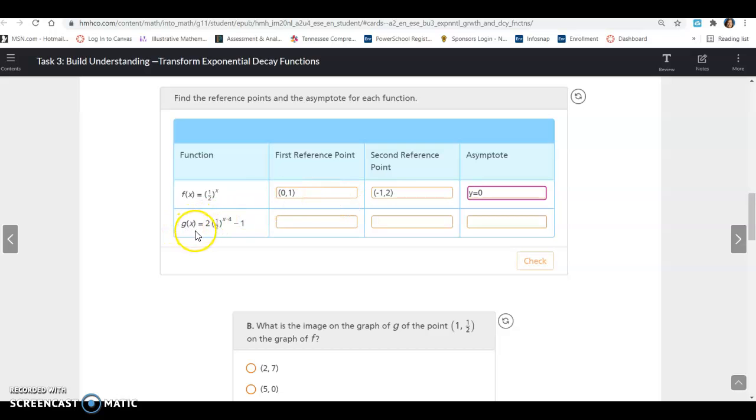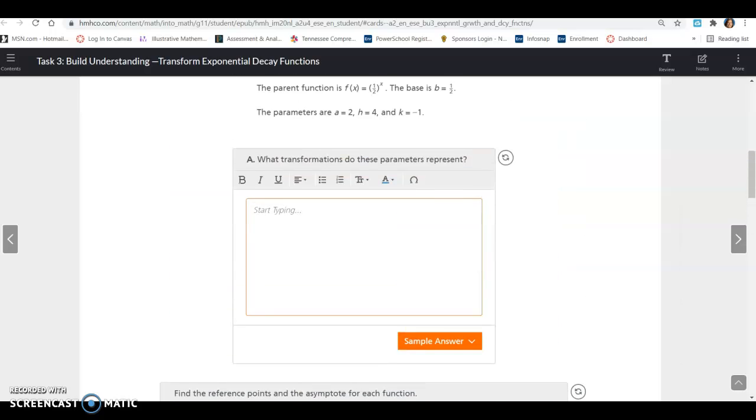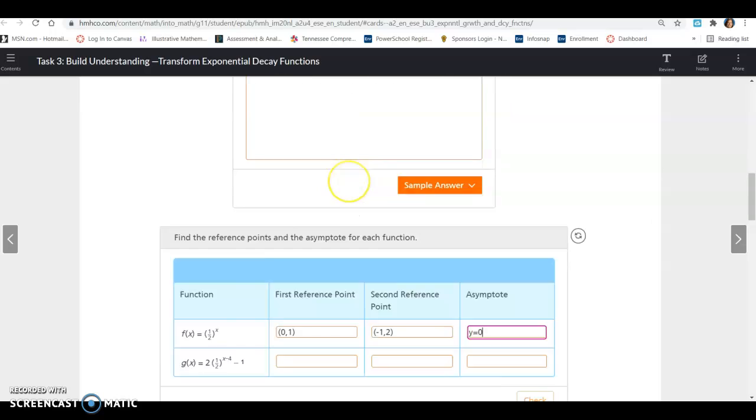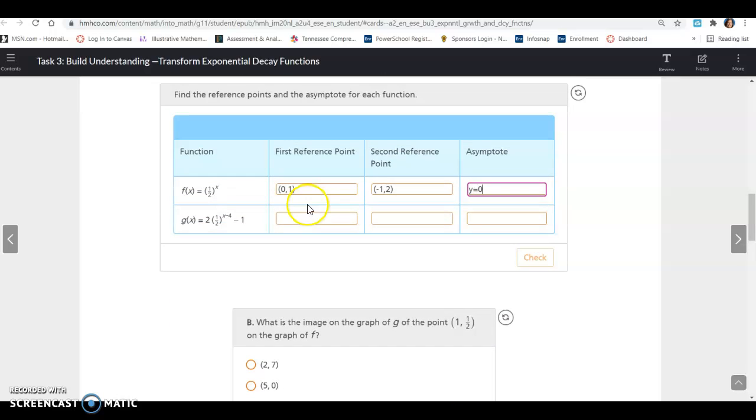All right, now our transformed function. Now our first reference point, if you go back up here, it shows us it goes to h, and then a plus k. All right, so that's what we have to do here. So our h, in this case, is 4. And then we want to do a plus k. So 2 plus -1 is just 1.